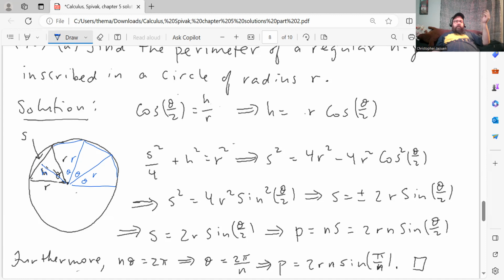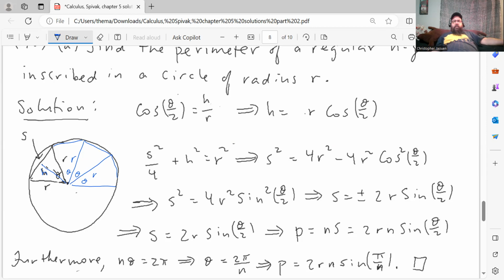Then, from regular trigonometry, cosine of theta over 2 is h over r, and we can use this to solve for h. Remember, h is the altitude of the triangle. Then h is r cosine theta over 2, and using the Pythagorean theorem, (s over 2) squared, which is s squared over 4, plus h squared equals r squared. Again, that's just Pythagoras. If I solve for s squared in this equation, I get s squared equals 4r squared minus 4r squared times cosine squared theta over 2. Then using a trig identity, s squared is equal to 4r squared sine squared theta over 2, because 1 minus cosine squared theta over 2 is sine squared theta over 2 by the Pythagorean identity.